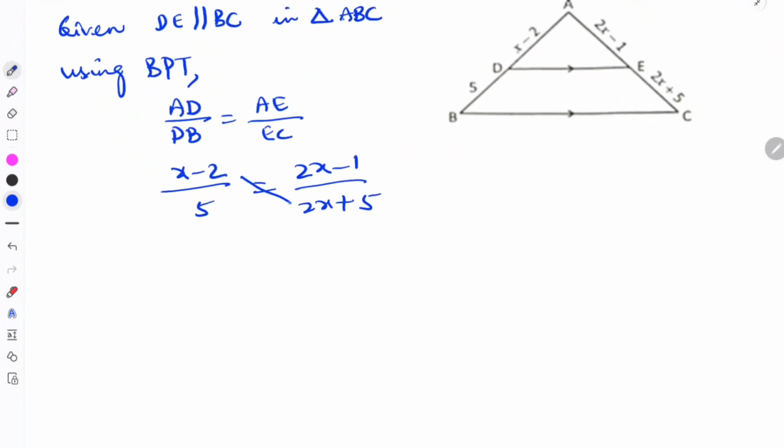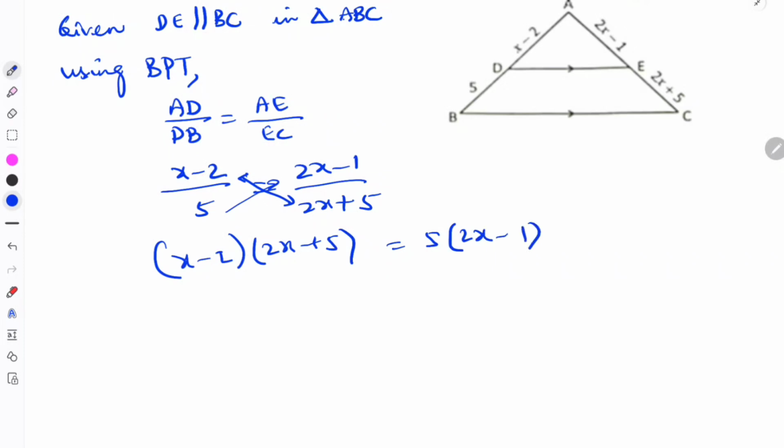For that we can do the cross multiplication here. So x minus 2 will be multiplied by 2x plus 5, equals 5 multiplied by 2x minus 1. Now what we have to do? x multiplied by 2x, then x multiplied by 5. Similarly then minus 2 multiplied by 2x and minus 2 multiplied by 5.